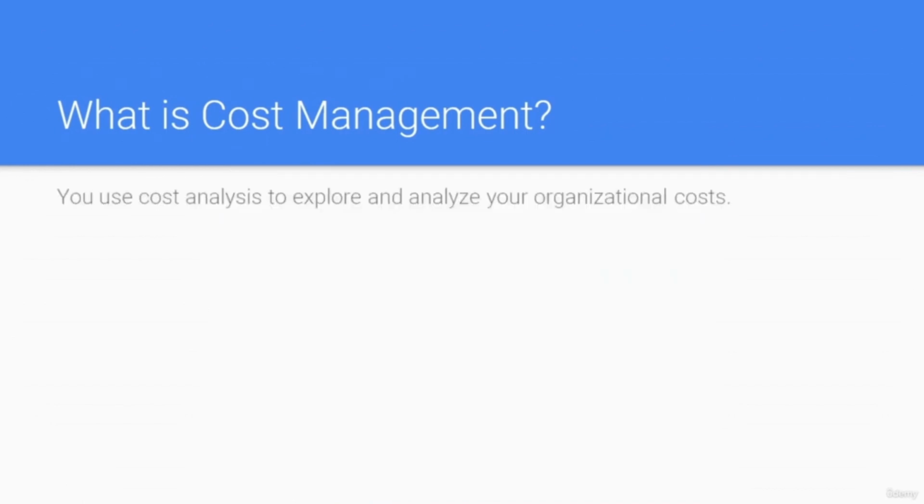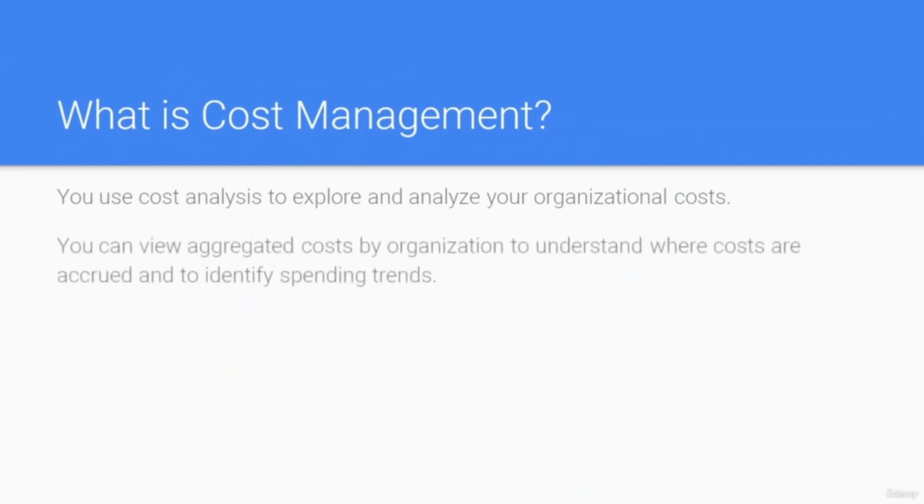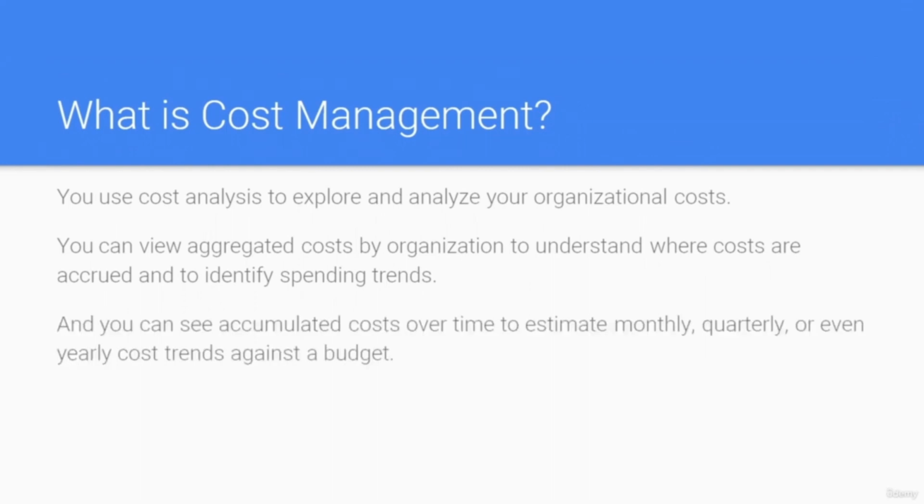Okay, so you use cost analysis to explore and analyze your organizational costs. You can view aggregated costs by organization to understand where costs are accrued and to identify spending trends. You can see accumulated costs over time to estimate monthly, quarterly, or even yearly cost trends against a budget, and so on. So we have cost alerts.